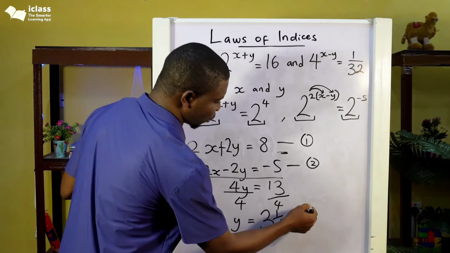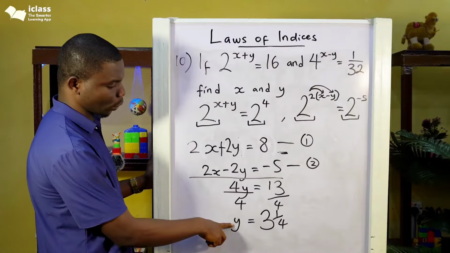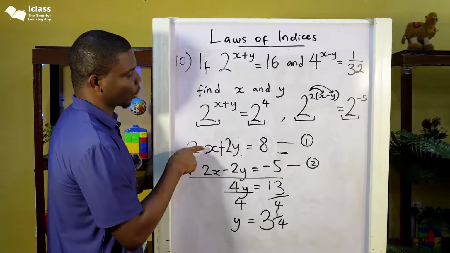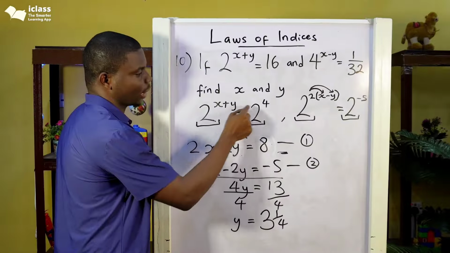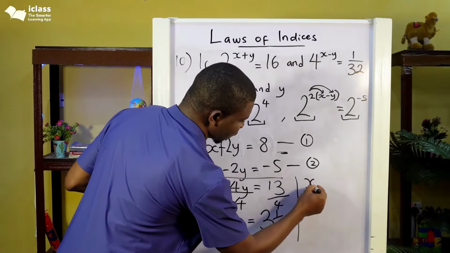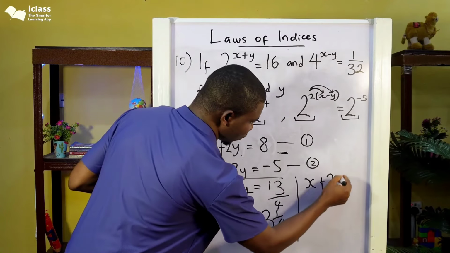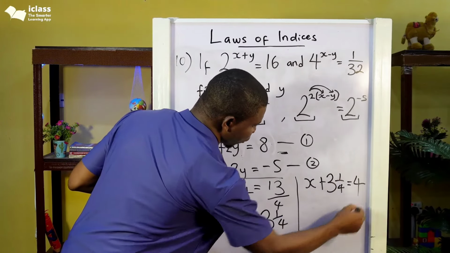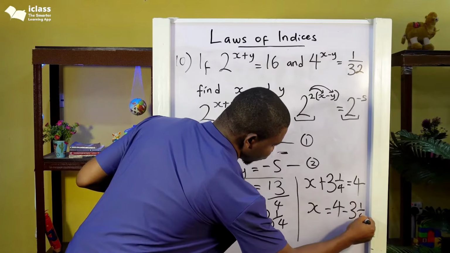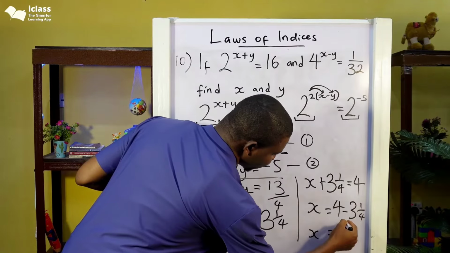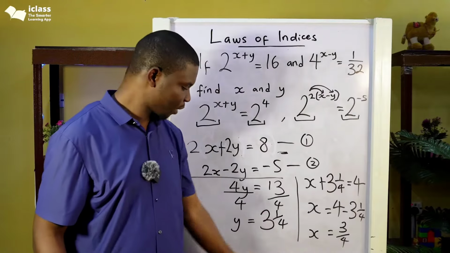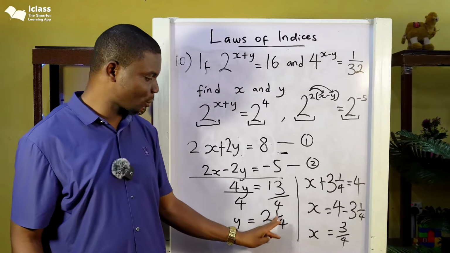What will now be our value of x? You can substitute y equals 3 whole number 1 over 4 in any of these two equations. Remember that our equation 1 was x plus y equals 4. So anywhere I see y, I'll replace it with 3 whole number 1 over 4. This is equal to 4. So x will be equal to what? 4 minus 3 whole number 1 over 4, which will give us 3 over 4. So our value of x is 3 over 4, and our value of y is 3 whole number 1 over 4.